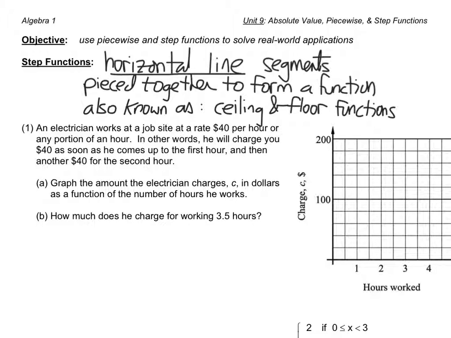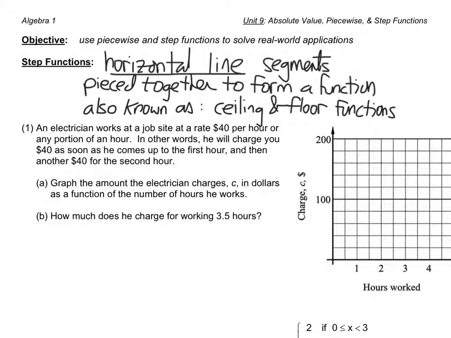All right, so we'll jump right into a word problem. Electrician works at a job site at a rate of $40 per hour, right? Or any portion of an hour. In other words, he will charge you $40 as soon as he comes up to the first hour, and then another $40 for the second hour. Graph the amount the electrician charges C in dollars as a function of the number of hours he works. All right, and then how much did he charge for working 3.5 hours?